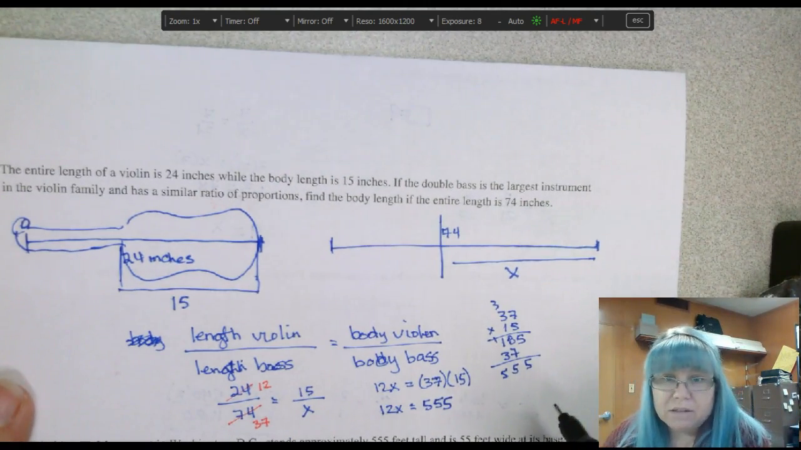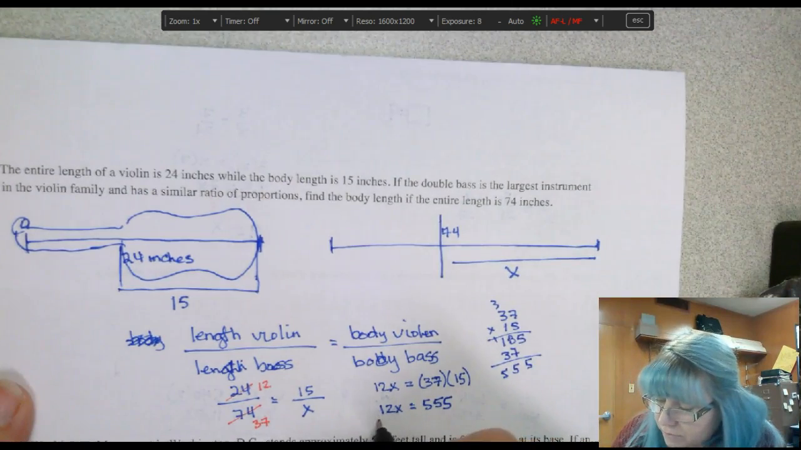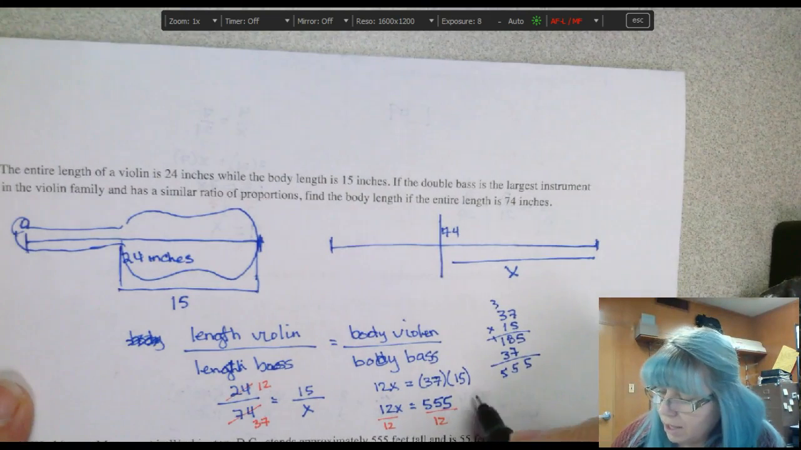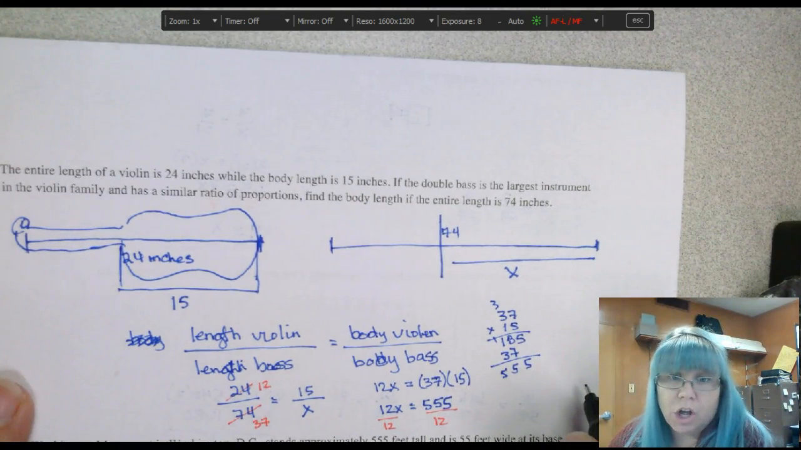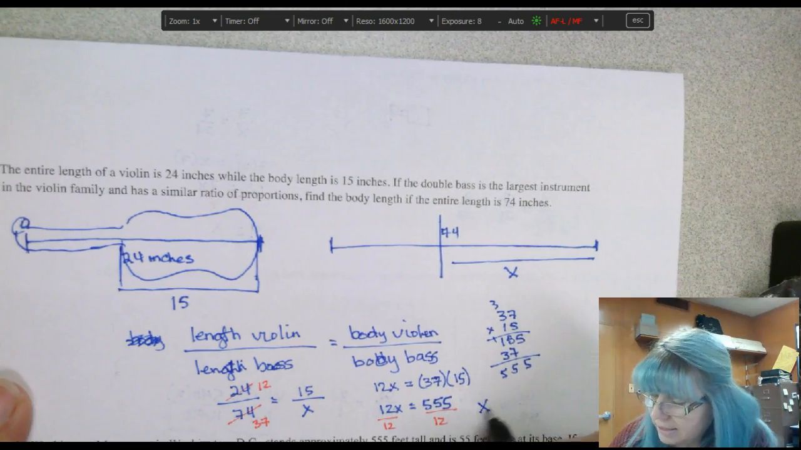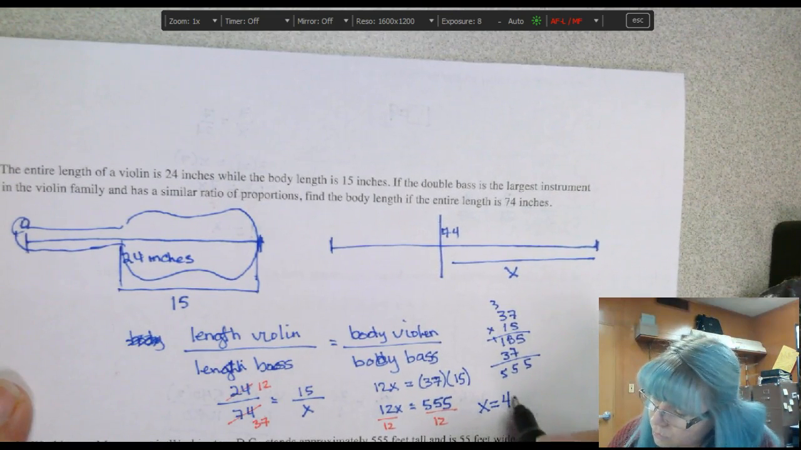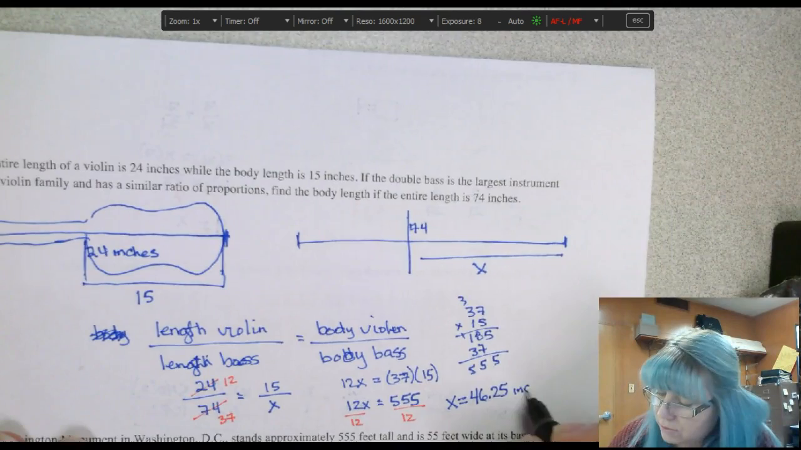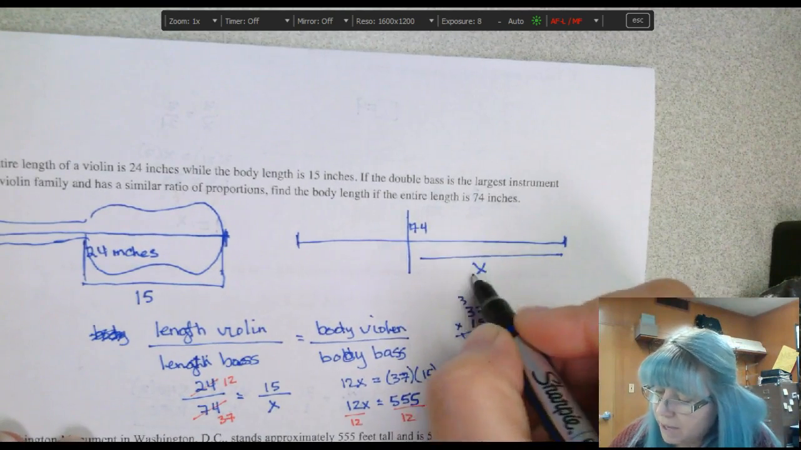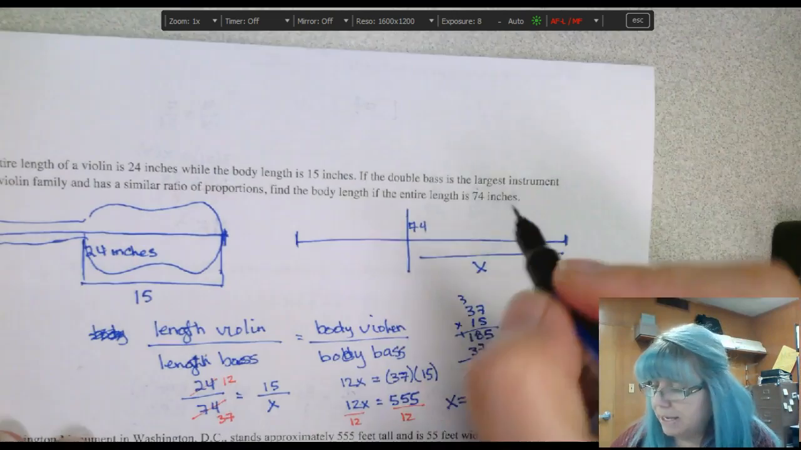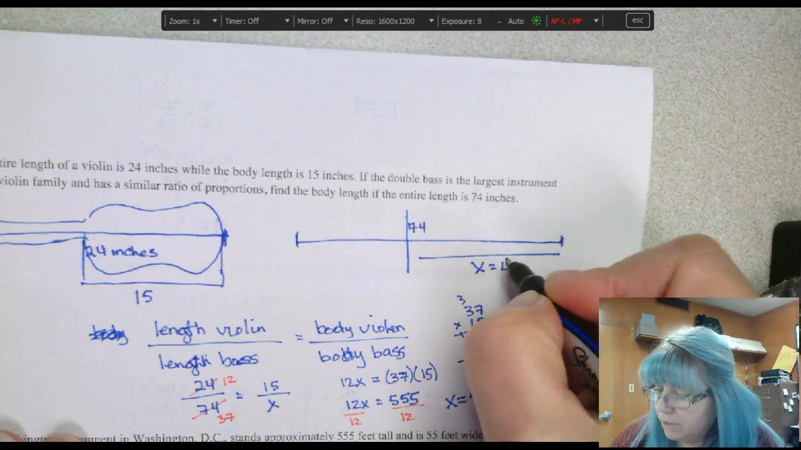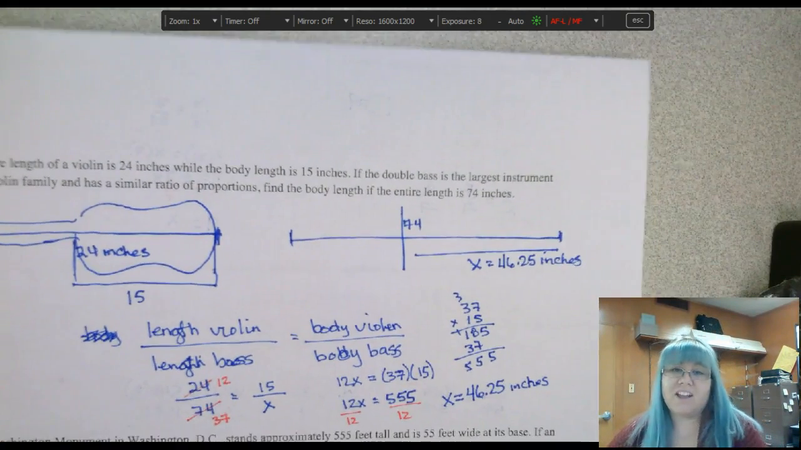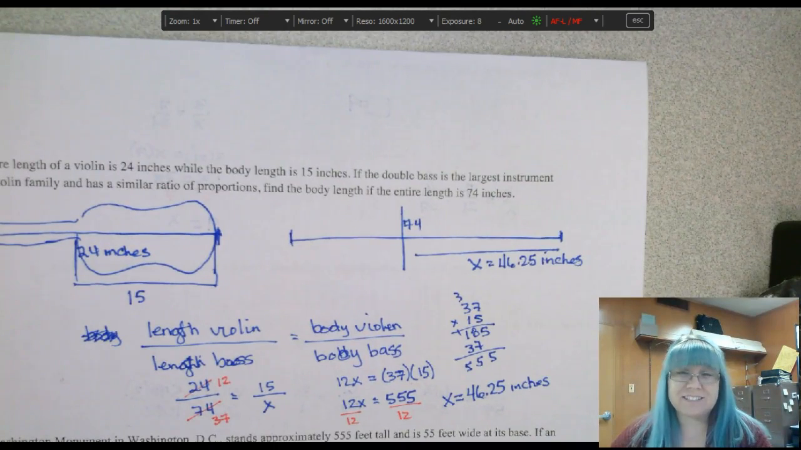Now, let's divide by 12. And I'm not going to do that off to the side. I'll let you work on that problem yourself. But x equals 46.25 inches. So we can expect the body of the bass to be 46.25 inches. All right. And that's it for this lecture. Until next time, be seeing you.